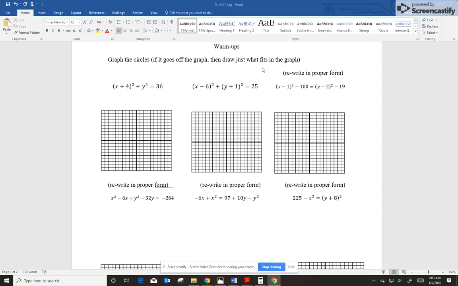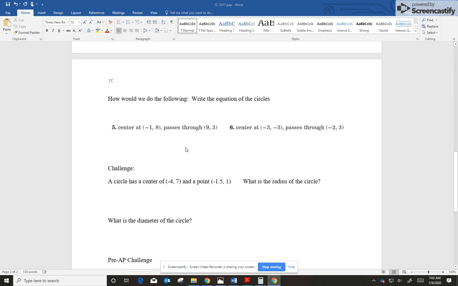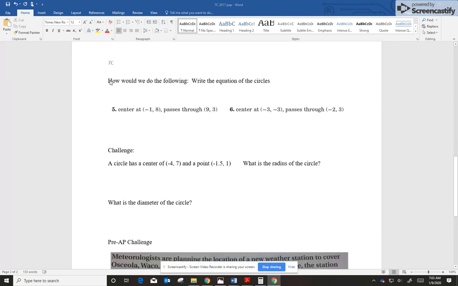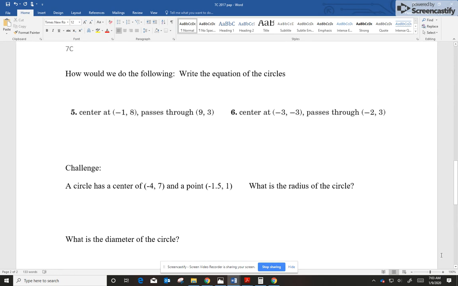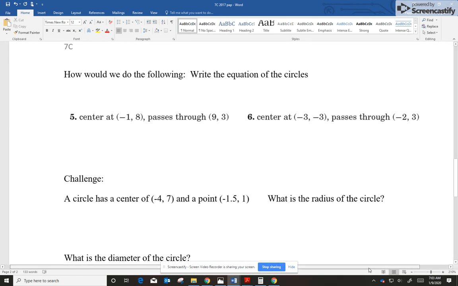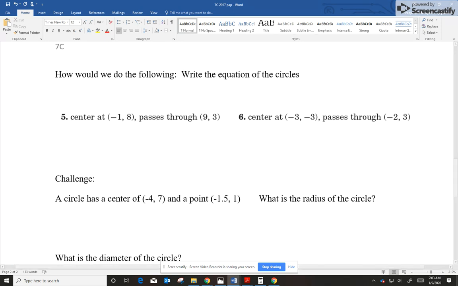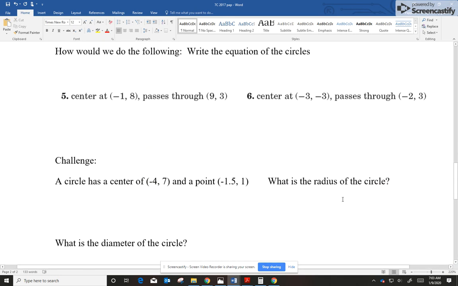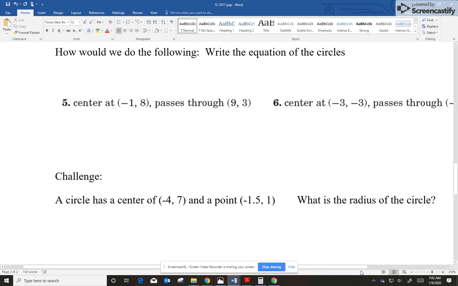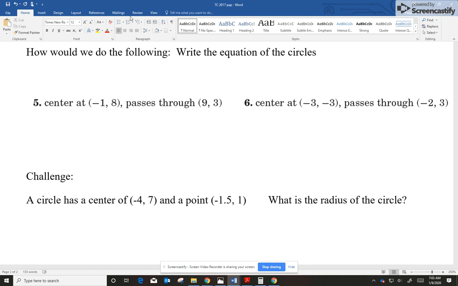Okay, for our 7C notes, for pre-AP, I want to just go down here and look at the second page. The first page should be a review from our 7A notes. I just want to go over one of these, writing the equation of a circle when we don't have the radius, and then the pre-AP challenge problem on the bottom incorporates stuff that we did from our previous unit.